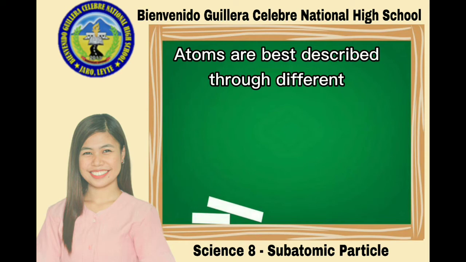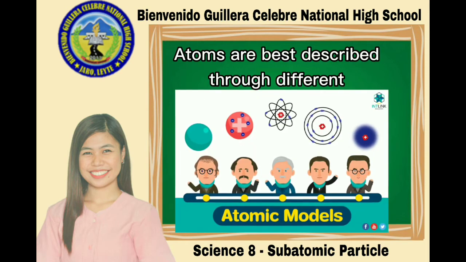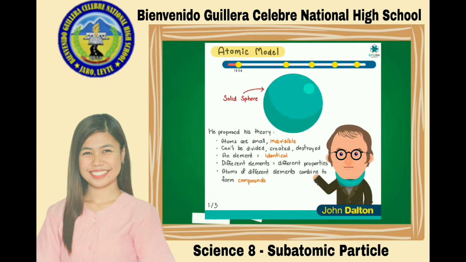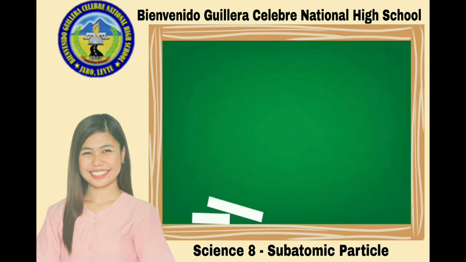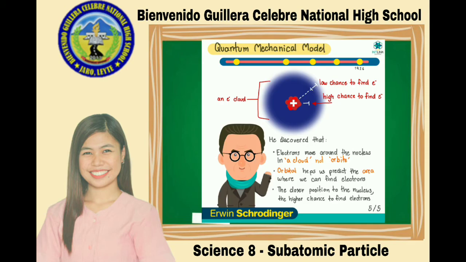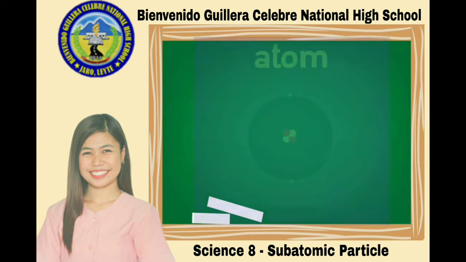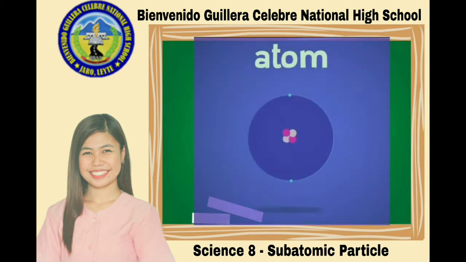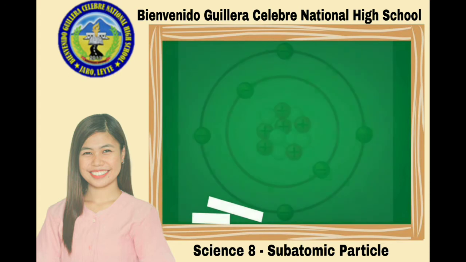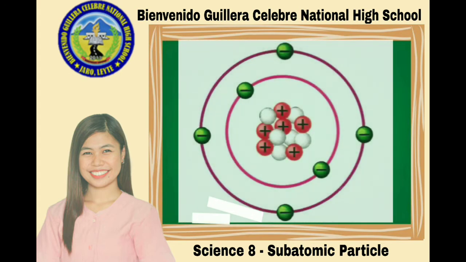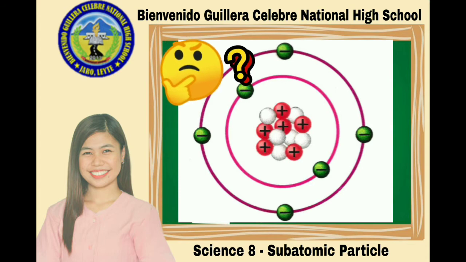Atoms are best described through different atomic models. After a series of experiments and observations, the models have revealed the composition of an atom, and scientists were able to know that atoms are made primarily of 3 subparticles such as proton, electron, and neutron. I have here an illustration of an atom with its subatomic particles. Can you still remember which is proton, electron, and neutron?